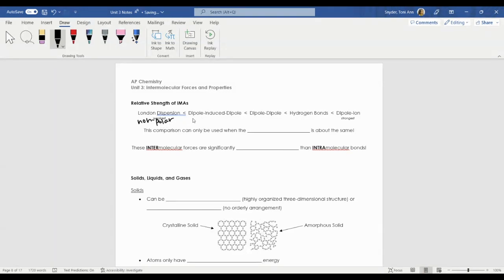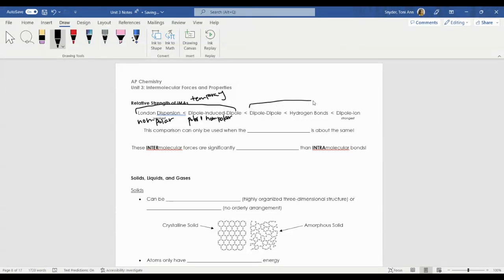Dipole-induced dipole. This occurs between a polar molecule and a nonpolar molecule. This is also a temporary dipole. Both of these are what we consider temporary. That's because they're there and then they break, right? Because they are so weak, they can be broken pretty easily. A great example of this one would be the oil and vinegar example.